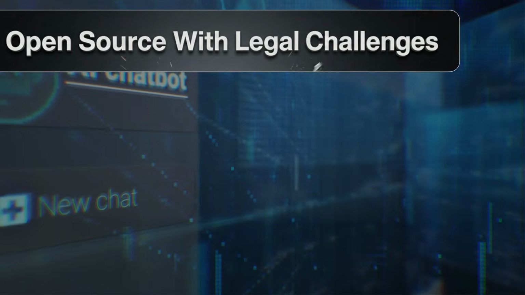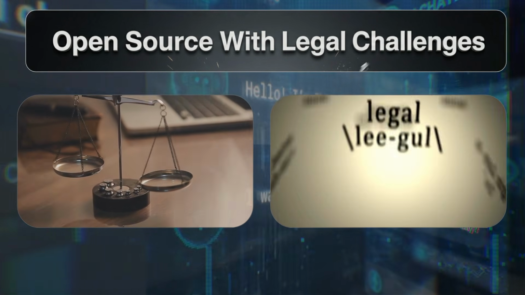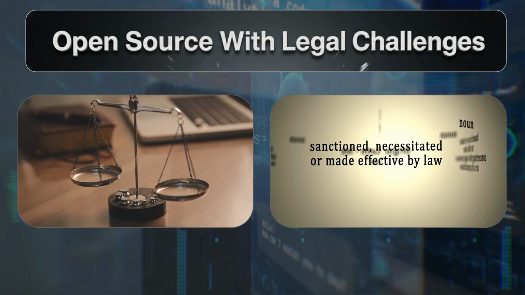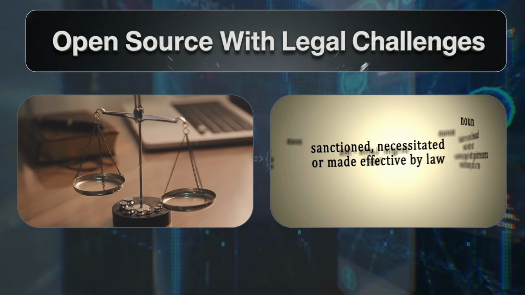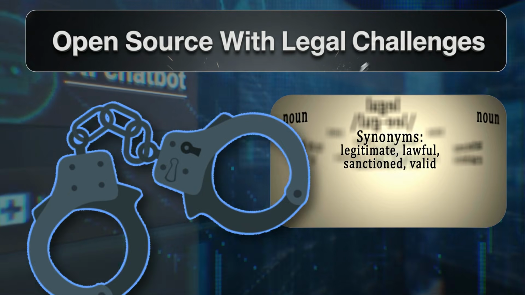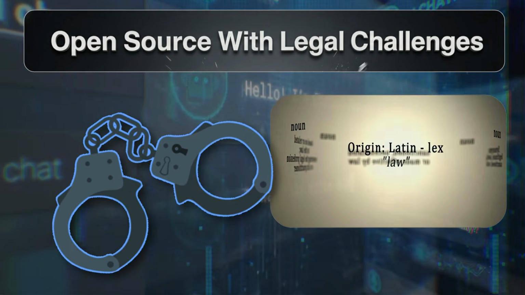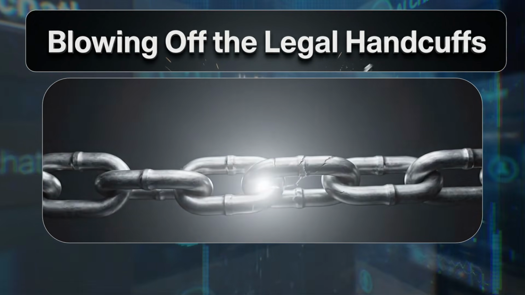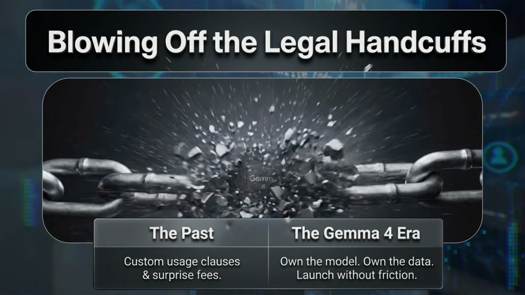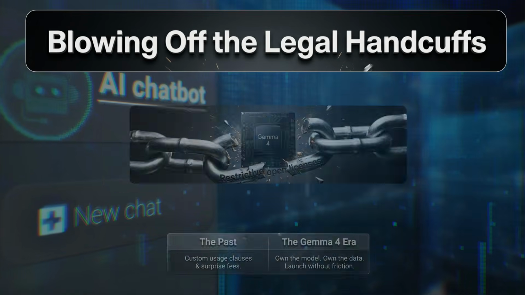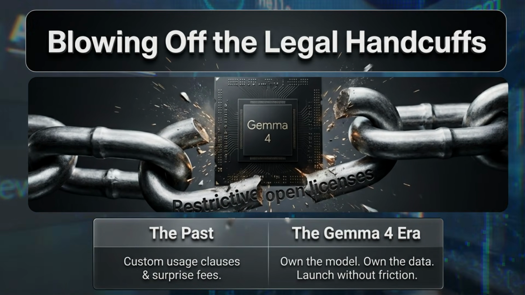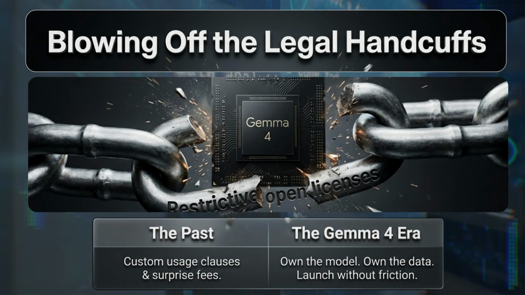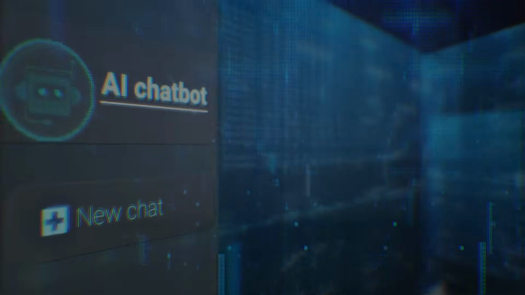In the past, many powerful open AI models came with licenses that made commercial deployment tricky or outright impossible for smaller businesses and startups. They were open, but with hidden handcuffs. Gemma 4, with its Apache 2.0 license, blows most of those handcuffs off. You can integrate it into products, launch new apps, and sell them without wrestling with custom usage clauses or surprise fees. That's huge for local, private AI setups, where you care about owning both the model and the data.